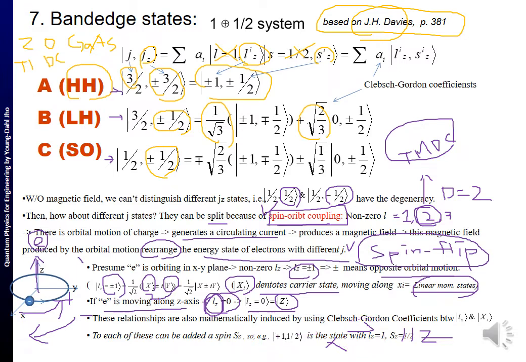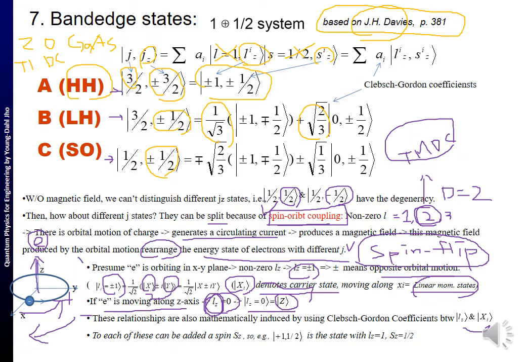Yeah, this is intuitively simple but important. You'll see this correlation many times in research papers. These relationships are also mathematically induced by using Clebsch-Gordan coefficients between LG and XI, but we'll skip this part because we can easily understand the intuitive picture already.